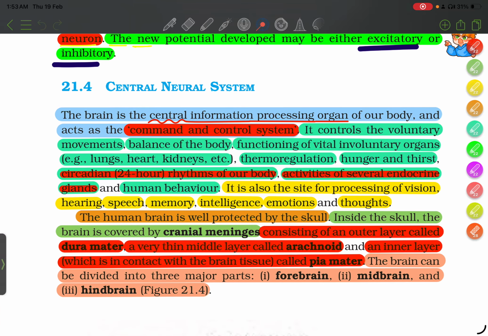Central nervous system. The brain is the central information processing organ of our body and acts as a command and control system. It controls voluntary movement, balance of the body, and the function of vital involuntary organs, for example lungs, heart, kidney, etc. It also controls thermoregulation, hunger, thirst, circadian 24-hour rhythms of our body, activity of several endocrine glands, and human behavior. It is also the site of processing of vision, hearing, speech, memory, intelligence, emotion, and thoughts.